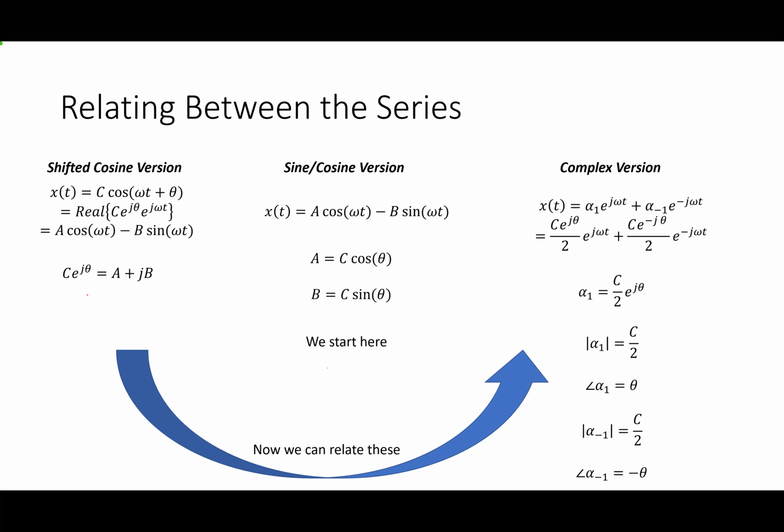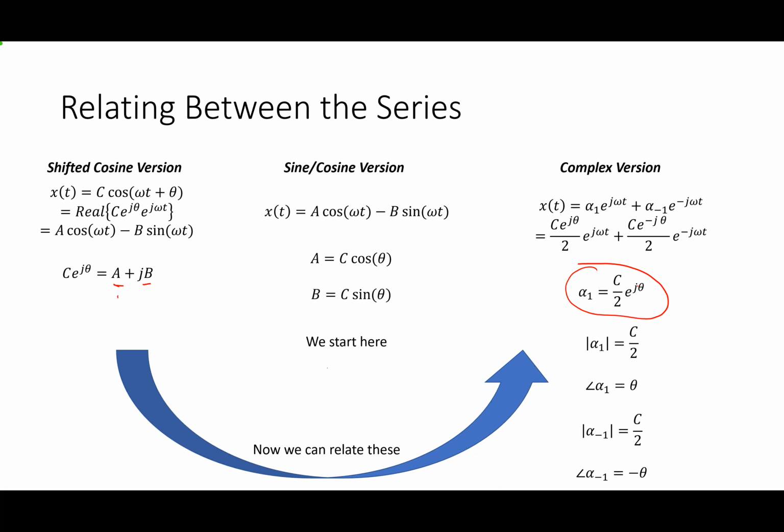So what I do is I think, how do I shift back and forth between these different forms of the series? For me, I'm going to relate the shifted cosine version over to the complex version. That's pretty simple to do, because once I have A and B, I can easily relate these two via the relationships that I have here. Alpha 1 is that vector divided by 2. And again, that comes from Euler's identity.